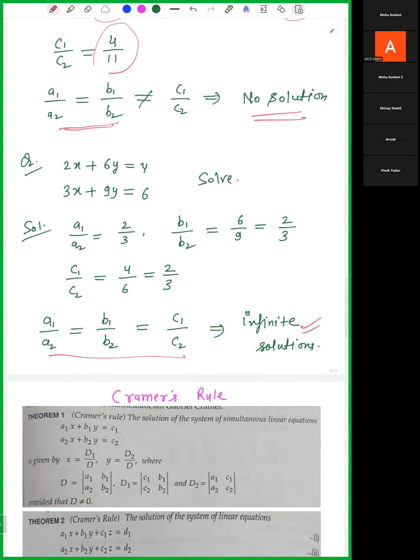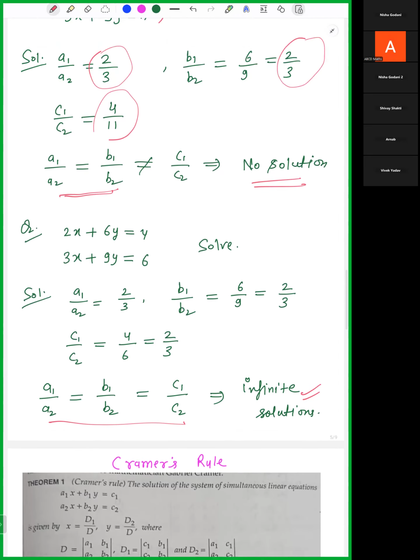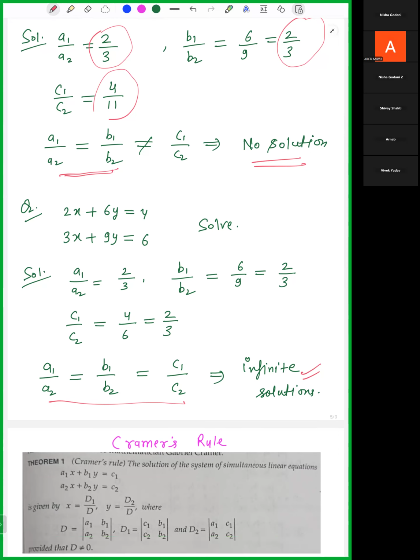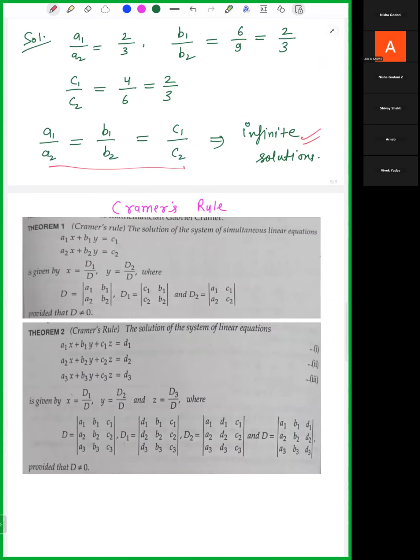So in this way, you can determine the solution of a system of equations in two unknowns. Okay, if you have two equations in two unknowns, you can determine it in this way. But if you have three equations in three variables, then what to do? So then we have another method also. This is called Cramer's rule.